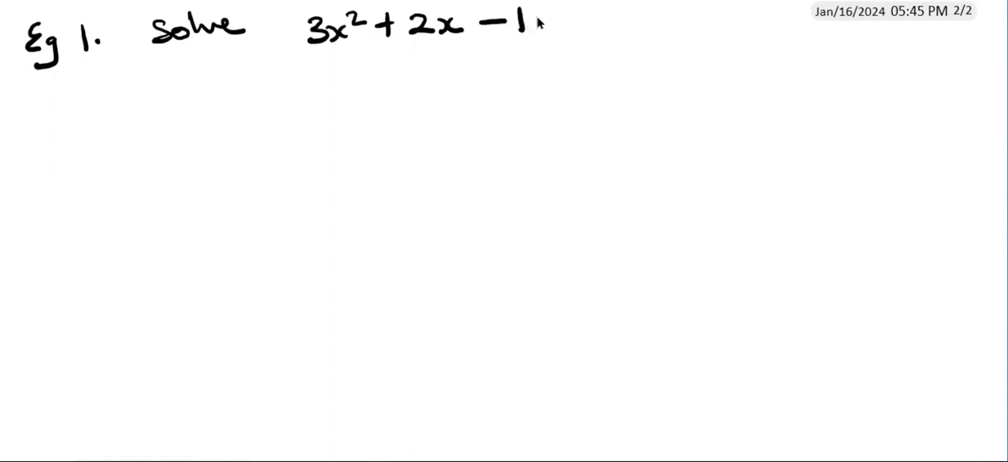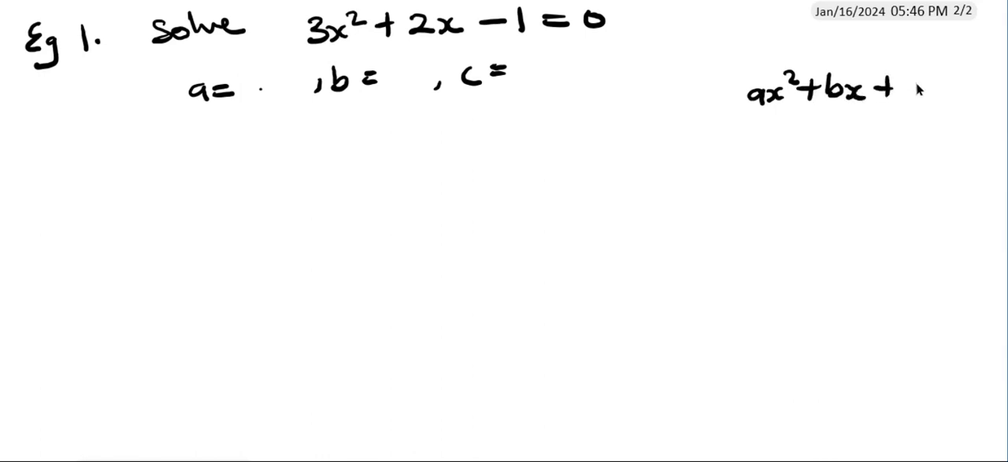So let's take an example. Solve 3x squared plus 2x minus 1 equals 0. So in this problem, we need to identify our a, our b, and our c. Comparing with our general equation for quadratic, which is ax squared plus bx plus c, you will notice that a is equal to 3, while b is equal to 2, and c is equal to minus 1.